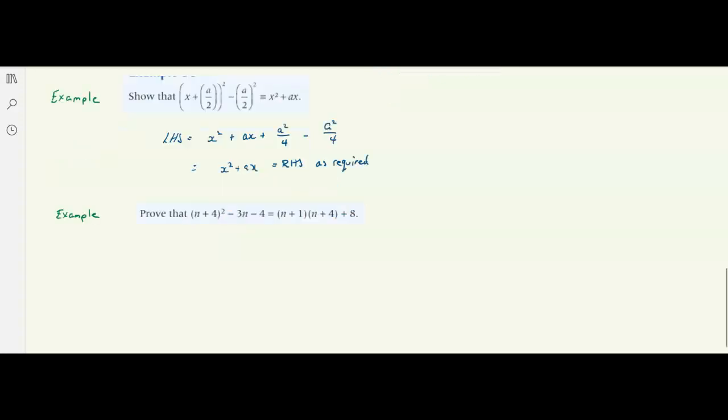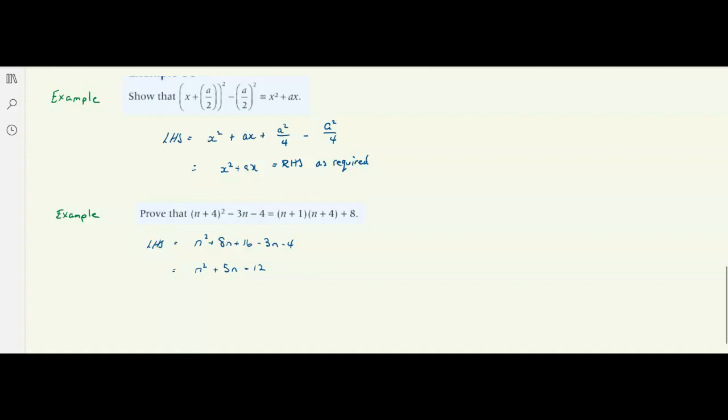Okay, in this example, we're going to proceed in much the same fashion. We'll say that the left-hand side, let's expand it out. We need to do something with it. Although there's n plus 4 there, can we just drag an n plus 4 out as a common factor? Perhaps we'll just expand out. So n squared plus 8n plus 16 minus 3n minus 4, which equals n squared plus 5n plus 12.